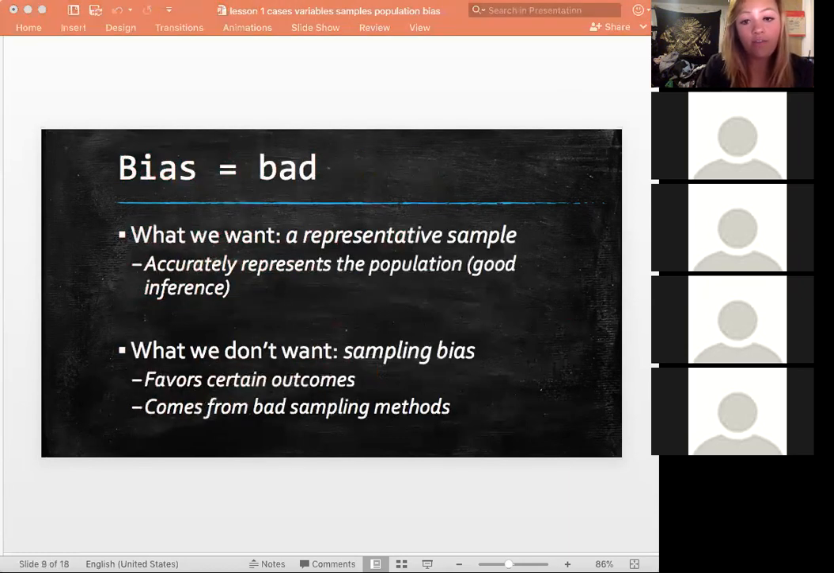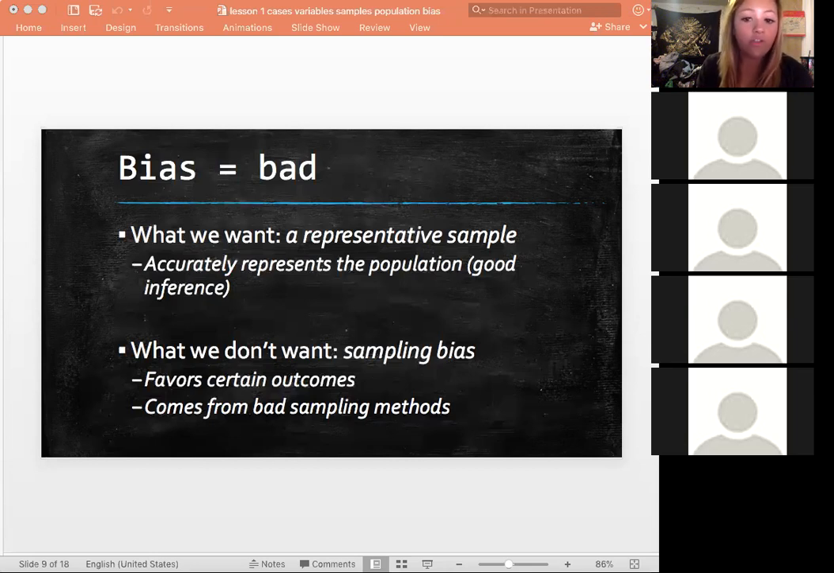Okay, so bias is obviously bad, shocking idea there. So we want to get a representative sample like I've been talking about. And for that, that means that it's going to represent the population. Because remember, we're using these samples to make inferences about the population. So what we find from the sample, if it's representative of the population, that's when we can make a confident inference about it. But in the case that we don't have proper sampling, for example, if you use convenience sampling, that's when we could get sampling bias. So that's not going to give us a representative sample.